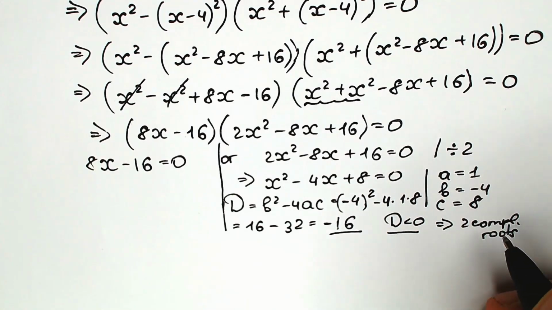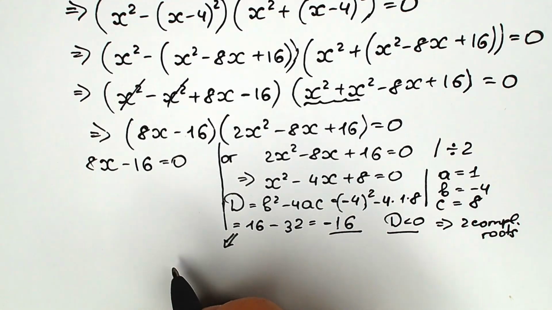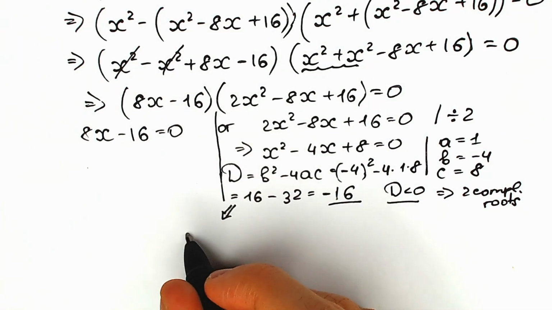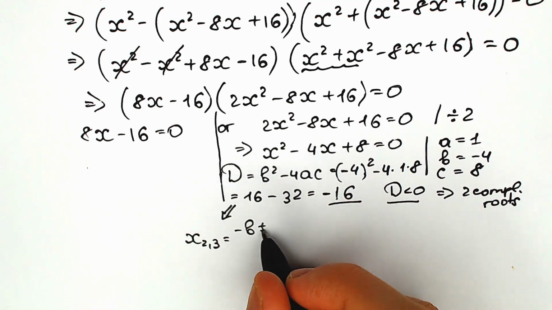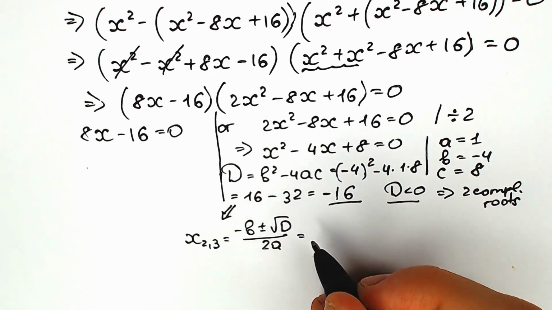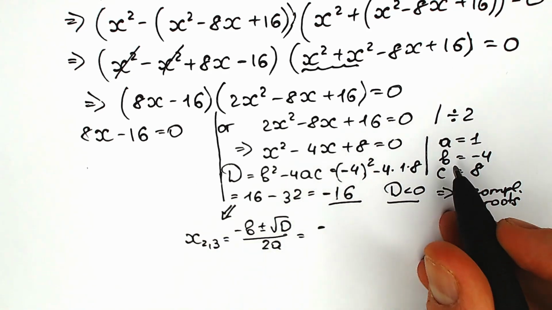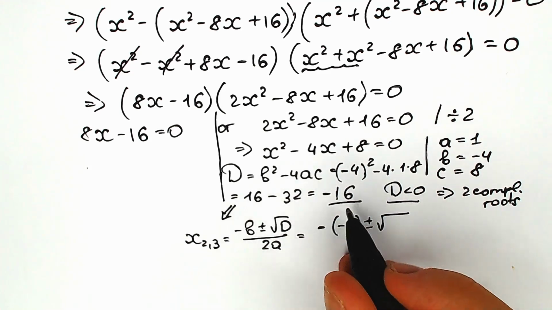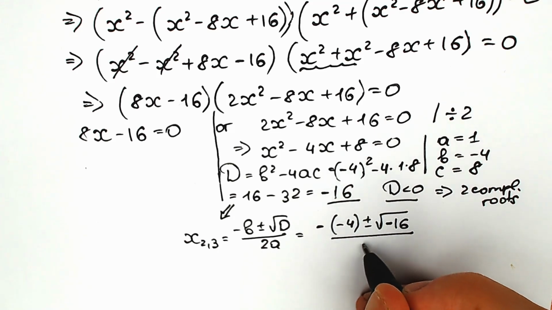So let's find it. Let's find all of these roots right here. First of all, let's plug in this thing into this spot. We all know this formula. So right here, for example, we will have x second and third equal to minus b plus minus square root of discriminant and all over 2a. Let's plug in each of these elements into this spot. So we have minus b, minus 4, yeah, minus 4 plus minus square root of discriminant equal to minus 16, yeah, minus 16, and we divide all of this stuff by 2 times 1.